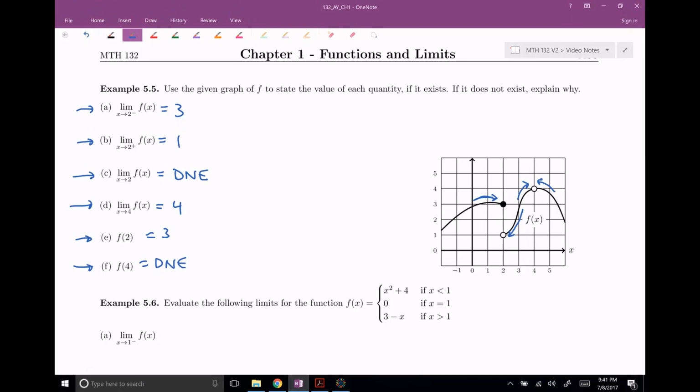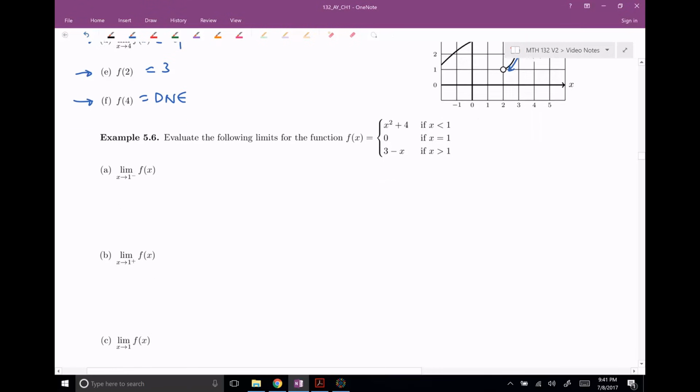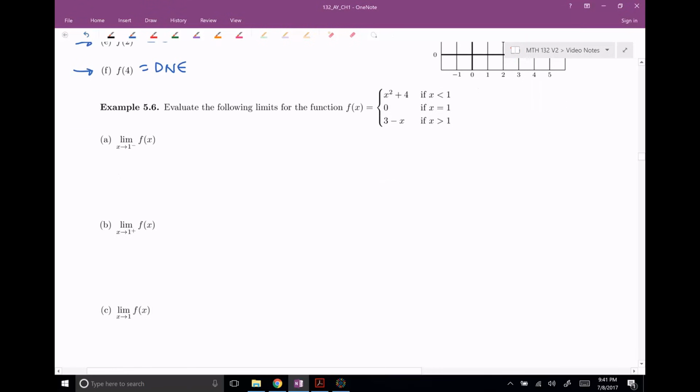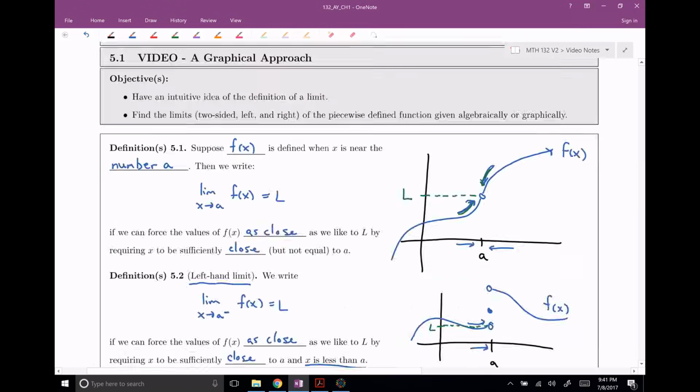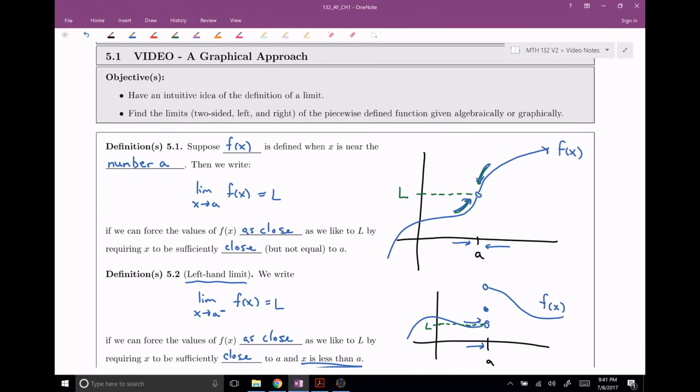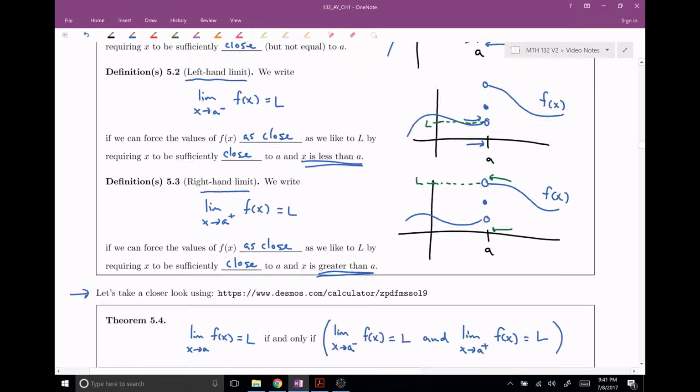Okay, one more problem, then we're ready for a break. What happens if a function is not given to you graphically? So I promised up here to make more sense, the second objective: find limits, two-sided, left and right, for a piecewise defined function given graphically, check. What if it's given to you algebraically? Well, that's what this one is all about here.